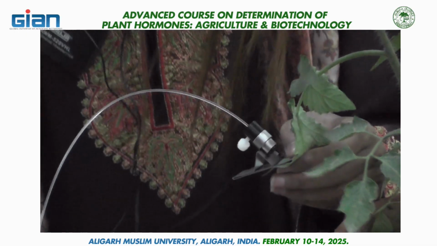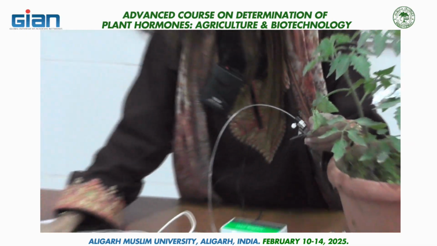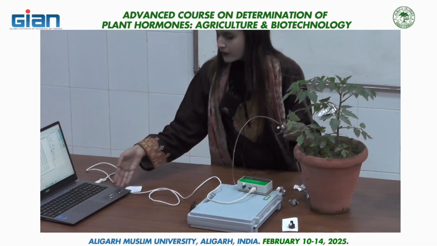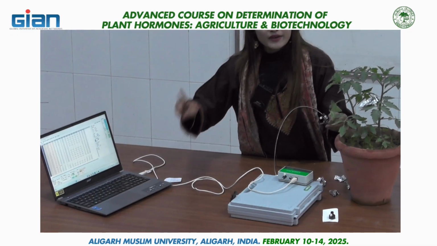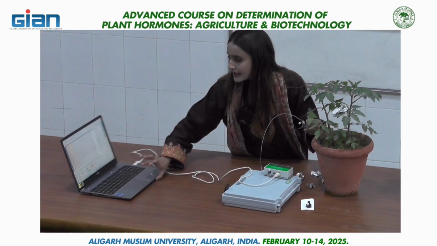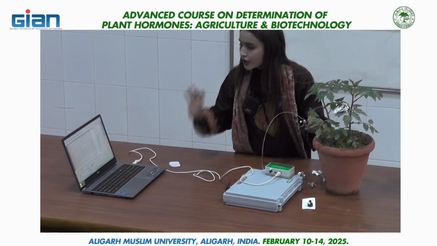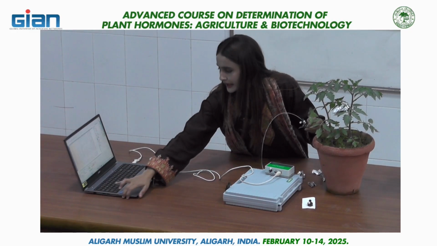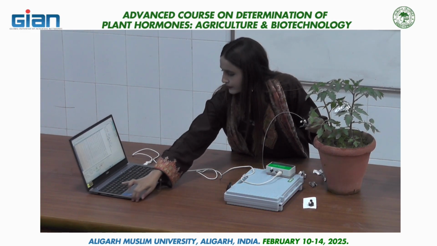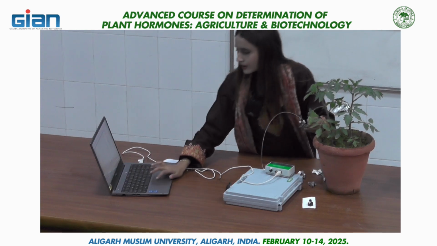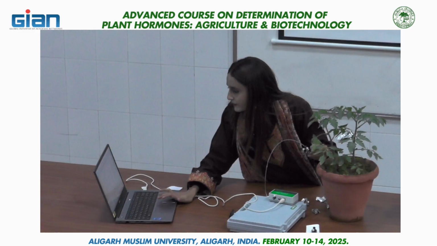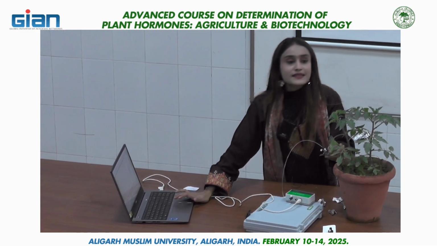Now here we can take different forms of reading. Suppose I am going to take F0 by Fm. Whenever I click on F0 by Fm, I'll only get the reading which is F0 by Fm. But when I click on set, then I'll get readings which are QP, QN, QL and NPQ. So firstly, by clicking on F0 by Fm, the Fv by Fm value is 0.714.